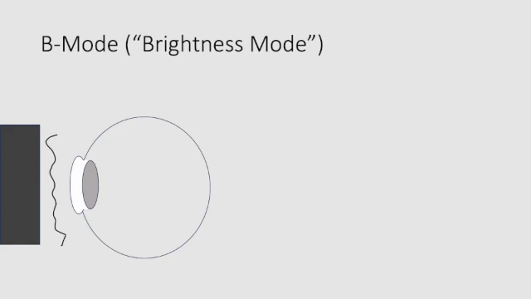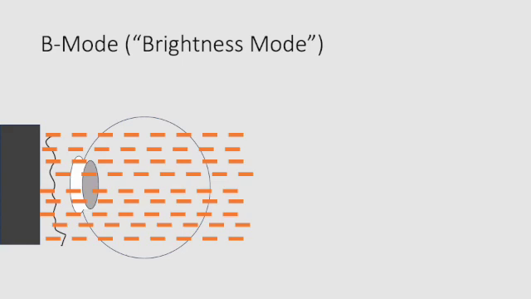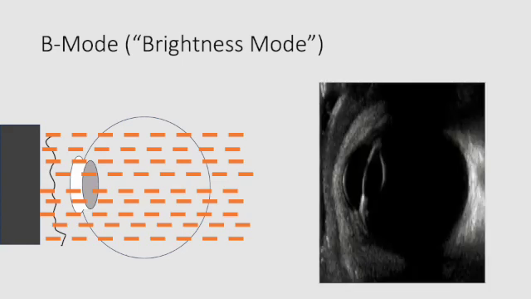B mode takes A mode, and instead of having just one beam, we have multiple. And so we get a whole imaging plane, a 2D image, that's black and white grayscale based on the strength of those echoes that are being generated.